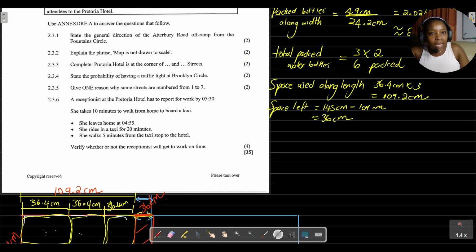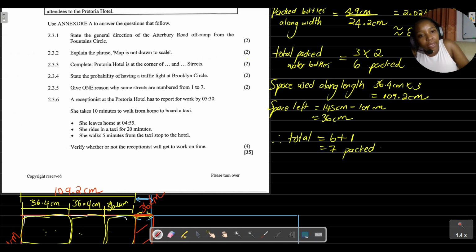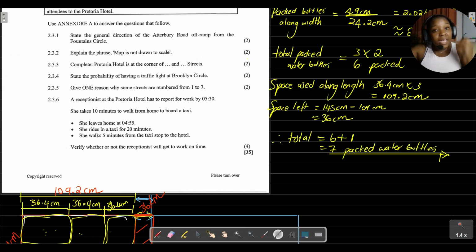So what does this mean? Therefore, we can conclude that the total I can fit will be the 6 plus 1, which is 7 packed water bottles. Okay, something a bit interesting there. Very interesting. Requires us to think.